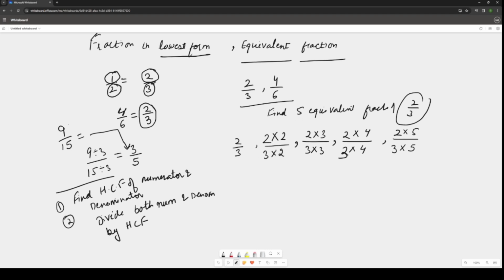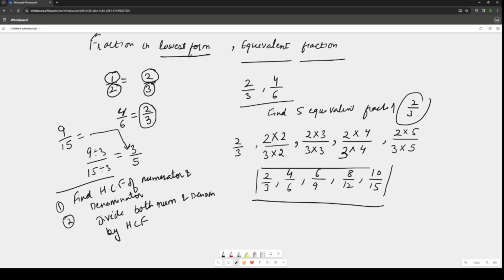So 2/3 के 5 equivalent fractions would be 2/3, 4/6, 6/9, 8/12, 10/15. Okay, so this is the way we find equivalent fractions of any fraction.